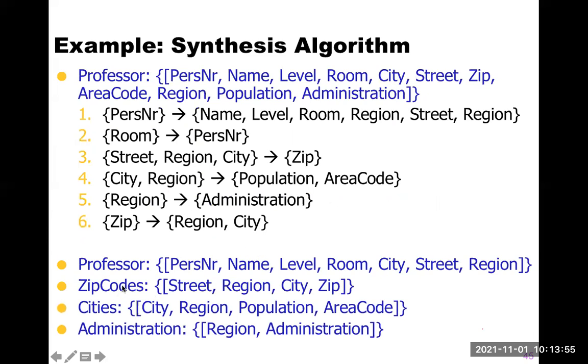So I create a new table, let's say zip codes, for the third functional dependency. Then city, region, population, area code. That's not covered by anything else. That's minimal. I can't remove anything from left and right. So I create a new table. That's it. Regional administration. That's not covered by any of the previous tables. And so I create a table of region and administration.